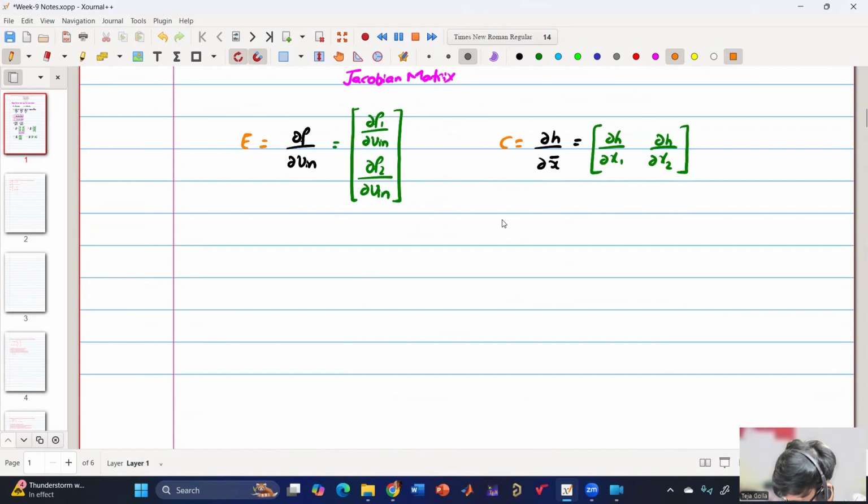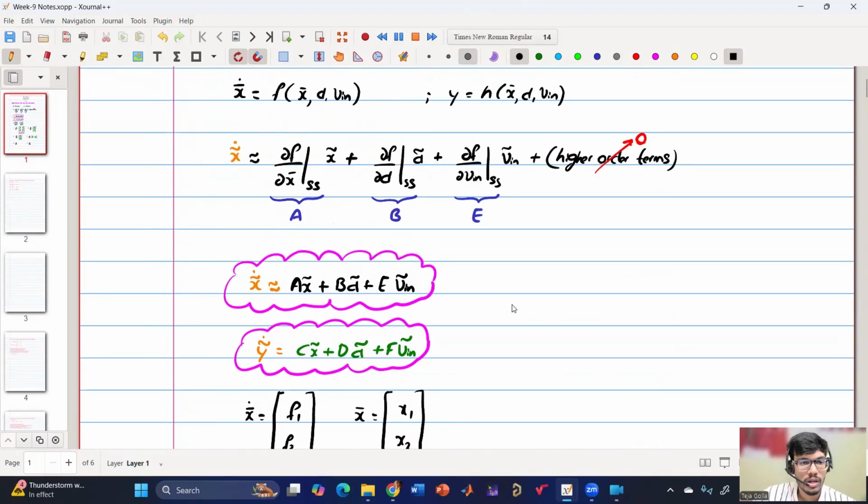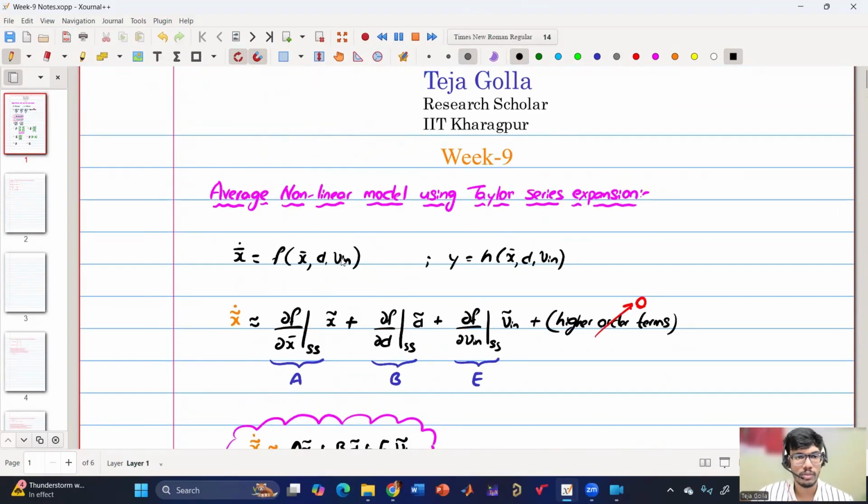So now my D matrix is differentiation of a scalar with respect to another scalar. So it simply remains that. So now my F matrix is also differentiation of scalar with respect to scalar. So this is how we are going to get the linearized model from the original nonlinear model. So if we are given a nonlinear model, how are we going to get the linear model? So that's what we have discussed till now.